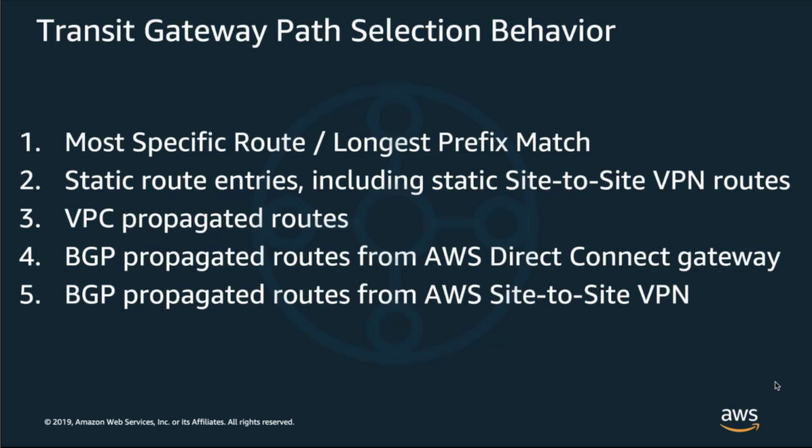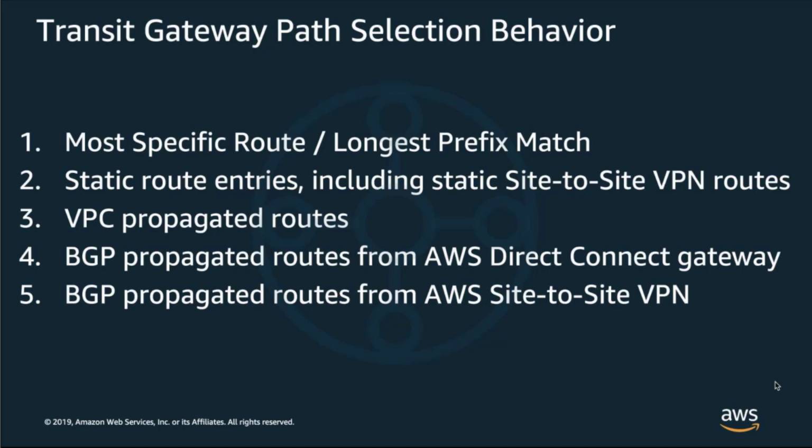You want to make sure that you're planning appropriately. You could come into a situation where you have a static VPN into your Transit Gateway and a BGP propagated dynamic connection, and we prefer that static one. That might not be the behavior that you prefer. So certainly think through how you architect your route tables and how you add those routes in.